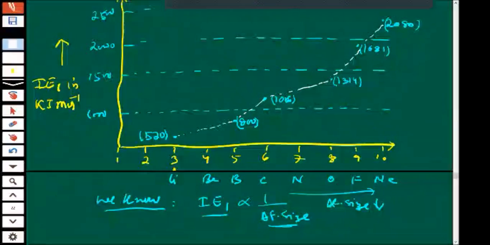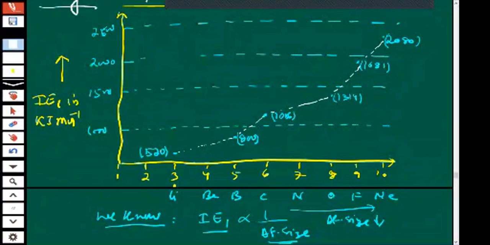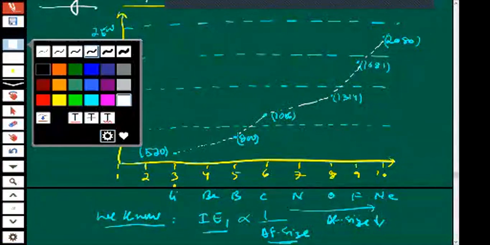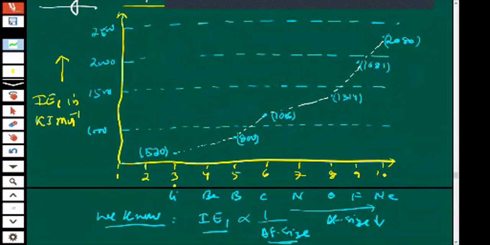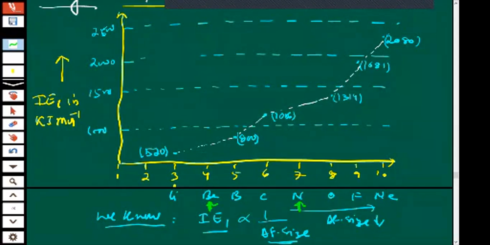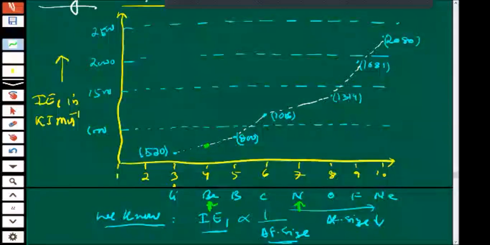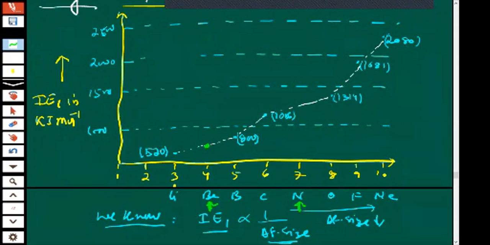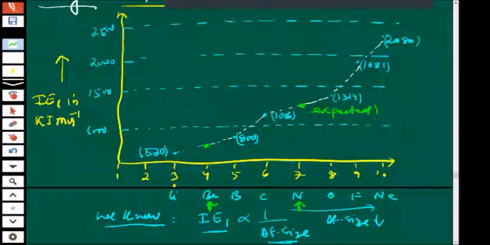But what happens when we come to beryllium? Children, see, this is beryllium and this is nitrogen. So in beryllium, we expected a value somewhere here, and for nitrogen, we expected some value somewhere here. This is the expected value. But now there is a turning point.